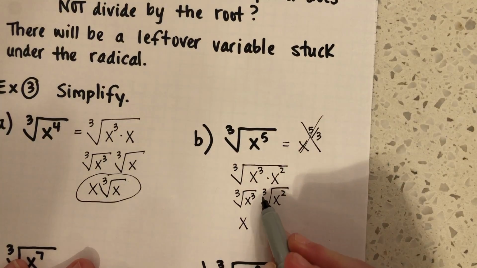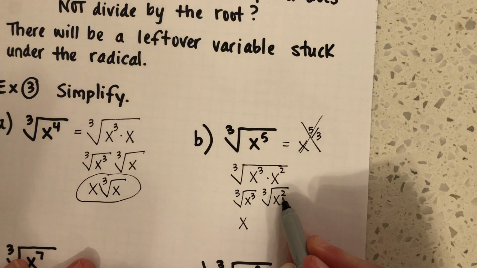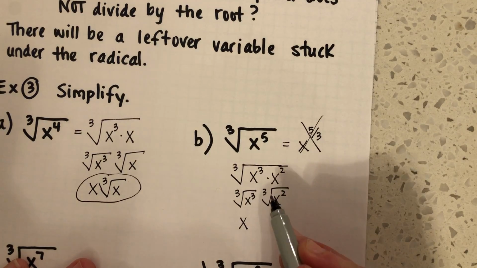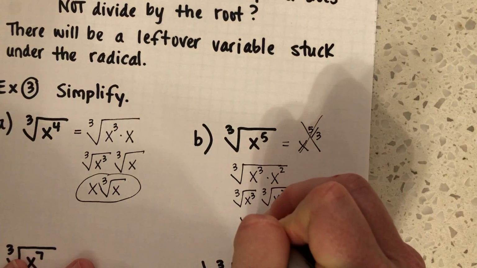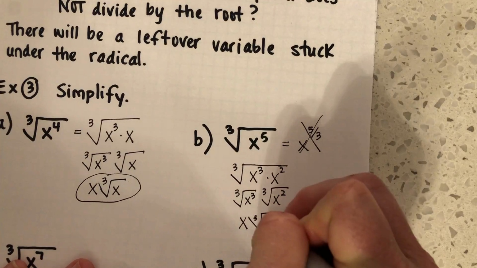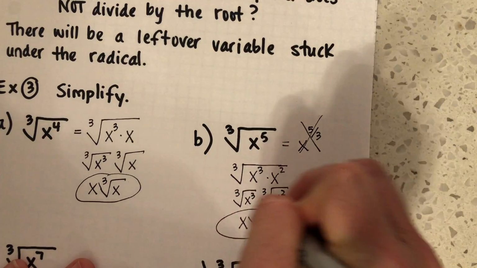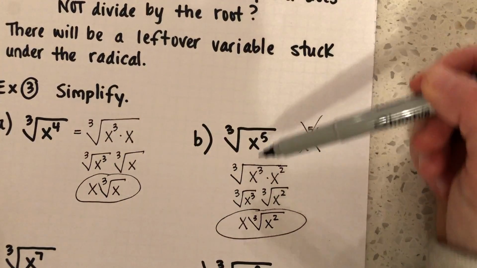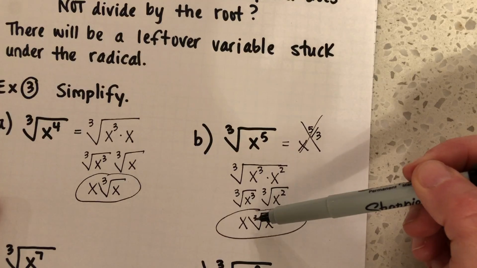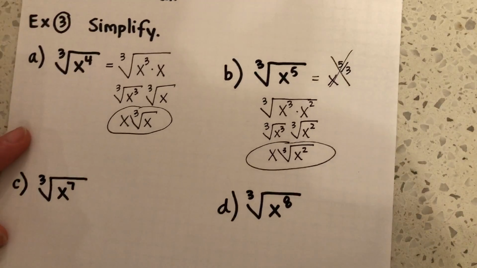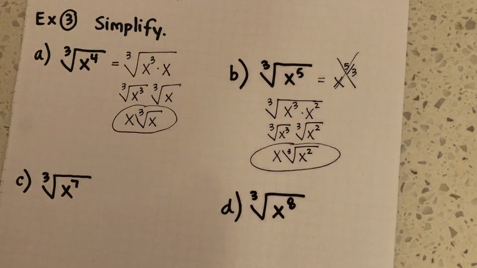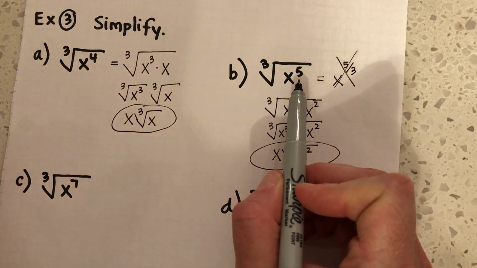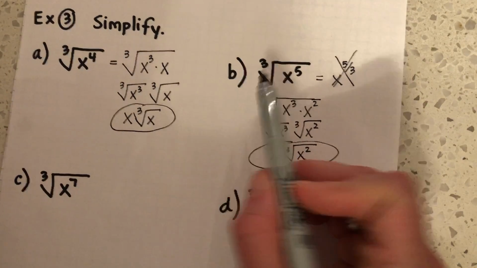And then I can't take the third root of x squared because 2 doesn't divide by 3, and nothing smaller than 2 will divide by 3. So I can't split it up. It is the leftover stuck under the radical part. So it's going to be x times the third root of x squared, and that is your simplified answer. The third root of x to the 5th simplifies to x times the third root of x squared. Okay, so it looks a little bit different, but it's kind of like the square roots. We just want to break up that power into some number that will divide by 3.